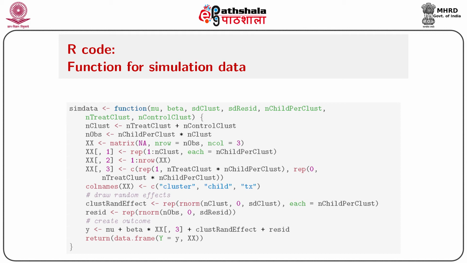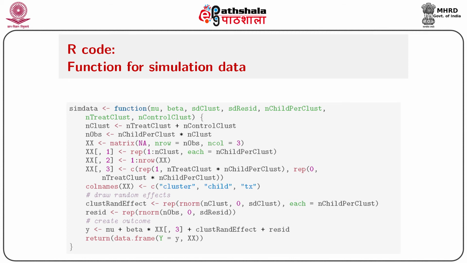So now the cluster random effects can be generated from a normal distribution by the following code. The residual, epsilon ij, can also be generated from a normal distribution with mean 0 and variance sigma residual. Then y equals mu plus beta times x[, 3] plus the cluster effect plus the residual part generated from the normal distribution, and then we return a data frame of y and xx, the design matrix, as well as the outcome.